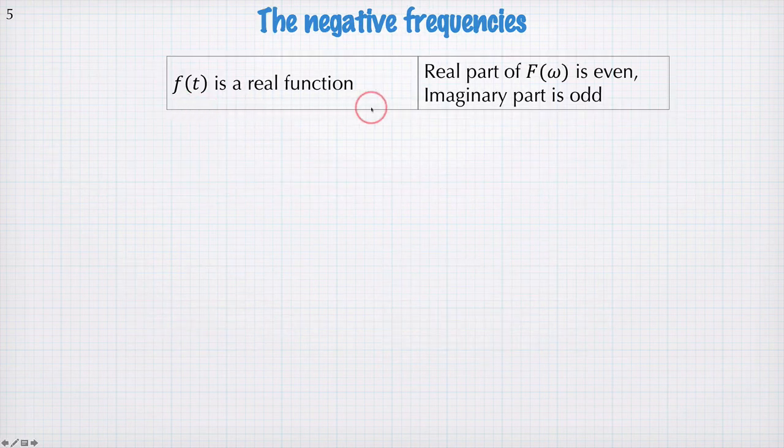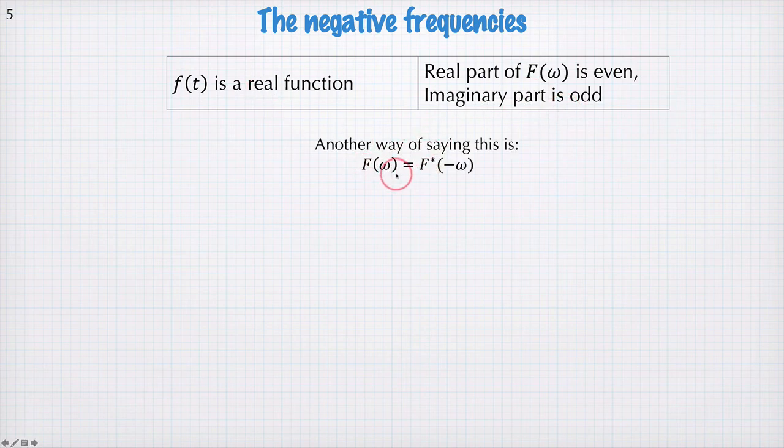I just want to spend a bit of time looking at this symmetry a little more closely. So if you have a real function in real space, in the Fourier domain, the real part of the function is even, but the imaginary part is odd. Now, if you flip the sign of the imaginary part of a complex number, then you're taking the complex conjugate. And here, for an odd function, the sign is flipped as you compare the positive and negative parts of the frequency axis. And so another way of saying this symmetry is that the Fourier transform in the positive frequency domain is equal to the complex conjugate of the Fourier transform in the negative frequency domain.